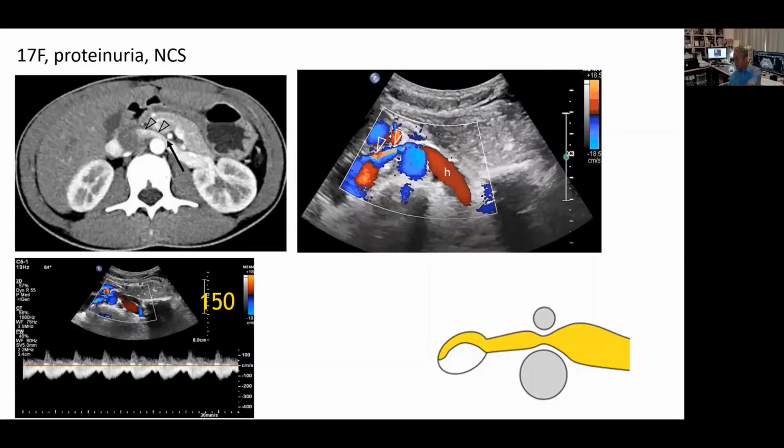A 17-year-old woman with proteinuria due to Nutcracker syndrome. Contrast-enhanced CT imaging in the early arterial phase showed subtle jetting flow and contrast-opacified blood along the non-dependent anterior margin after it passed a narrow space between the aorta and superior mesenteric artery. The color Doppler ultrasound also shows bright colored fast flow along the non-dependent anterior margin, and peak flow velocity was 150 centimeters per second.